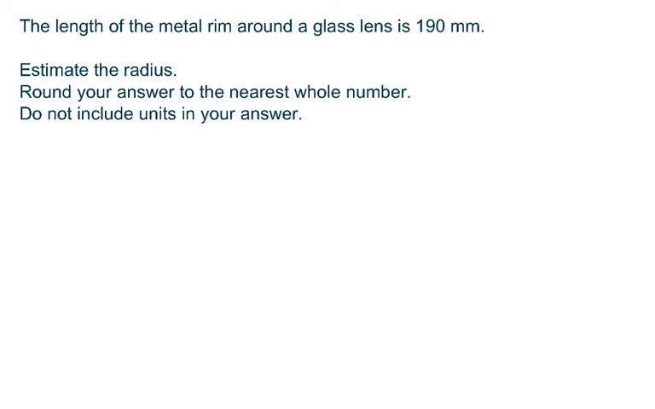The length of the metal rim around the glass lens is 190 millimeters. Calculate the radius. Round your answer to the nearest whole number. Do not include units in your answer. For me, I need to start this with a sketch.